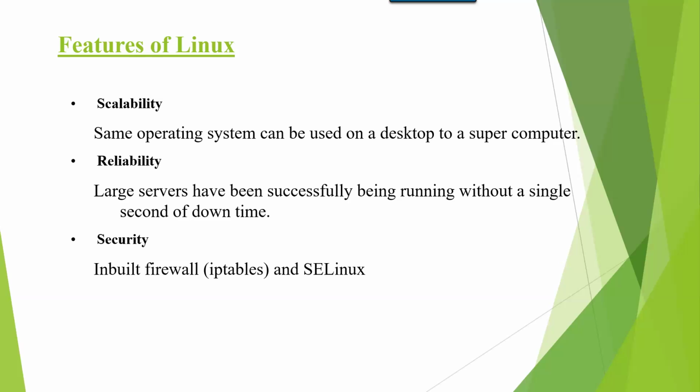And next one is security. Linux is secure because inbuilt IP tables are there. IP tables are nothing but firewalls. In Windows, we have a firewall. Here, the same we call IP tables. If you want, we can enable or disable as per our requirement. And SELinux, Security-Enhanced Linux, is used to secure local files. IP tables are used to secure networking files. So Linux is secure.